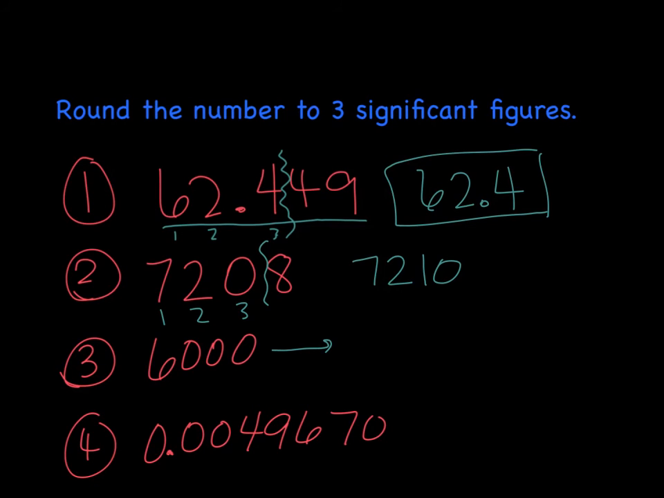It's going to be 6.00 times 10 to the third. And I just dropped a 0 so that I'd only have 3 significant figures. All right, so this is equivalent to that.